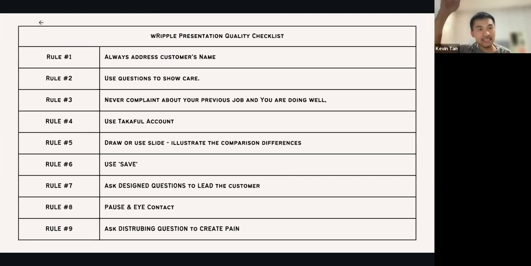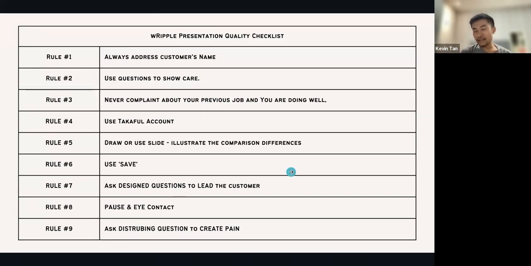Now we have increased our rules already: address the customer's name, use questions to show care, ask questions, and then explain who you are, your previous job, how you're doing well. And let me introduce this account, very positive. And then I show you by drawing, they can see, and you save, you only save. You are not buying, you are not paying, you save. And use the design question, the customer follows you, and pause at the right time, eye contact, and disturb them to create the pain in their brain.